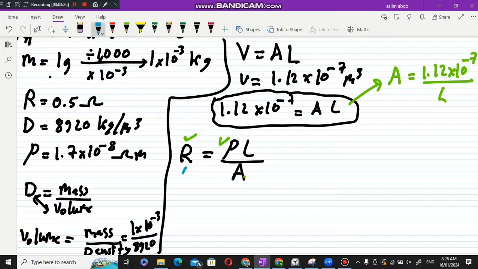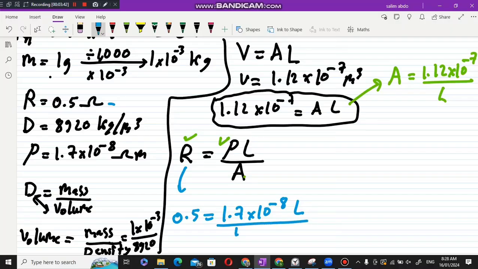So now let's plug in. We are given that the resistance is 0.5. So we have 0.5 is equal to resistivity, which is given as 1.7 times 10 power minus 8, multiplied by the length divided by 1.12 times 10 power minus 7 over length. And again, we have length here and length up. So we take this length and we multiply it by this one.